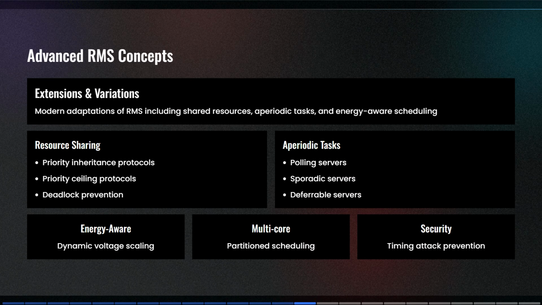RMS is widely used because it's simple, predictable, and efficient for periodic tasks. Its static priority model means designers can easily verify behavior offline. That's why it's still common in embedded and safety critical systems. RMS forms the backbone of scheduling in many RTOS kernels like VxWorks or FreeRTOS. It is used in automotive systems, robotics, and process control, where timing reliability matters more than flexibility.